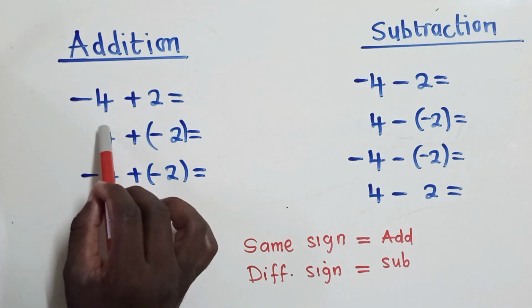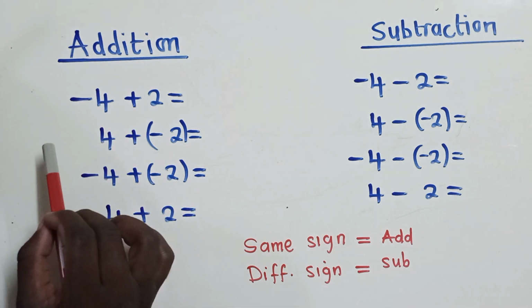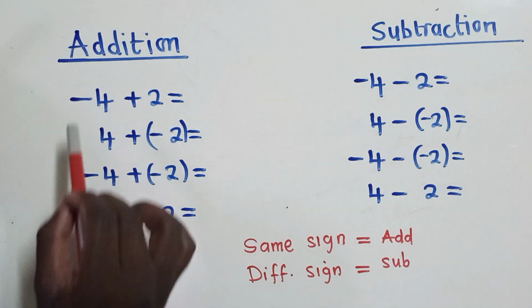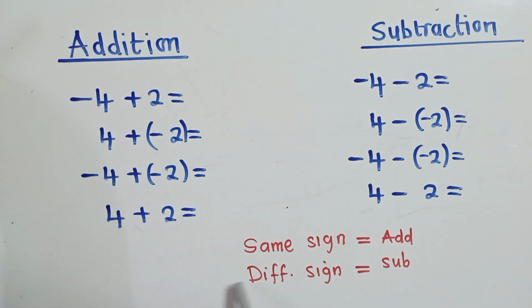So are the signs same here? We have negative and positive. Are they the same? They are different. So let's check. What does different say? Different says subtract and get the sign of the bigger number.